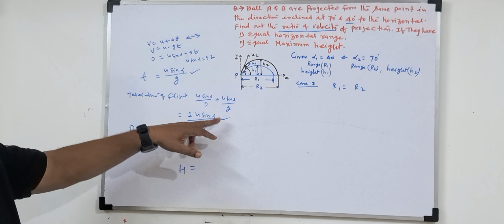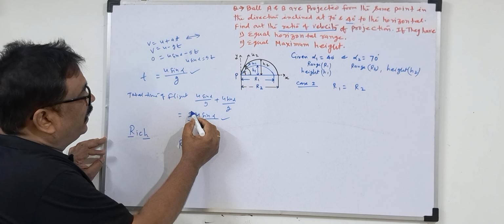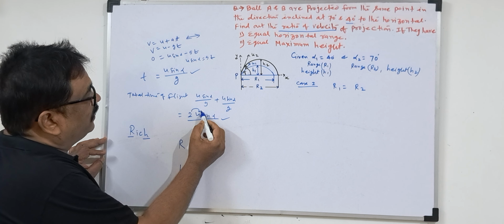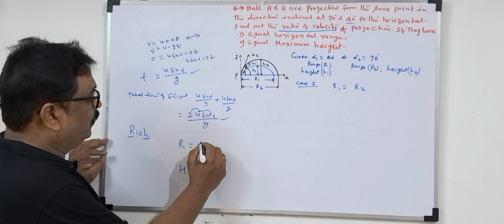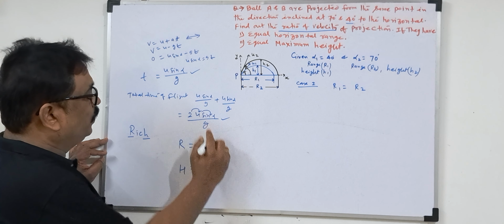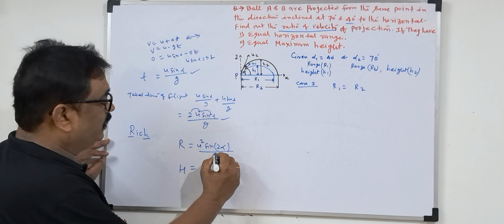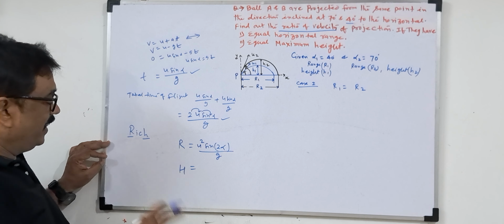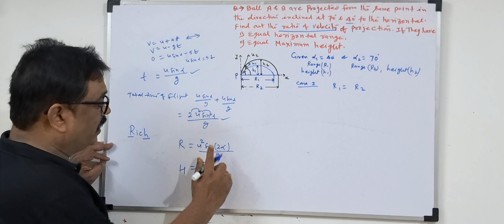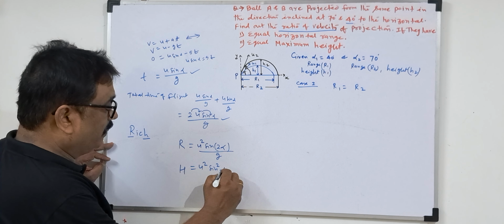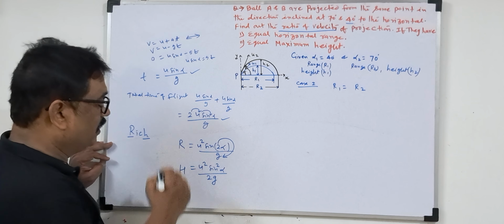I will show here a small silly trick. See here. If 2 comes here as a square, then the 2 will come into here, that will be the range. If you write u square here, then 2 will come as sin 2 alpha, with denominator g as it is. Next, suppose you want to remember height: u square as it is, 2 becomes sin square, then this 2 will come in the denominator, that will be 2g. This is the height formula.